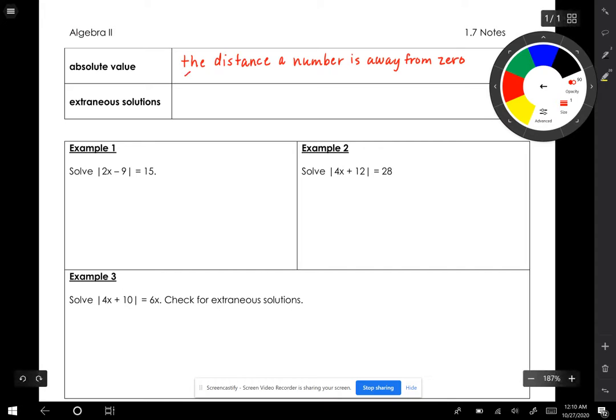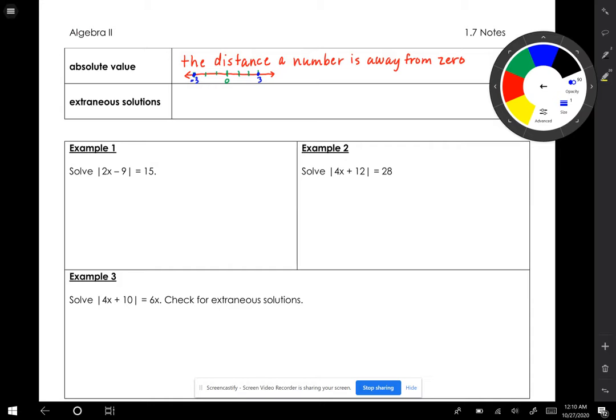For instance, if I have a number line and I have these two numbers, well, let's put zero here. And if I have 1, 2, 3, -1, -2, -3, and I plotted these points, both of those numbers are 3 units away from zero. And so those numbers are 3 and -3. So -3 is 3 units away from 0, and 3 is 3 units away from 0.